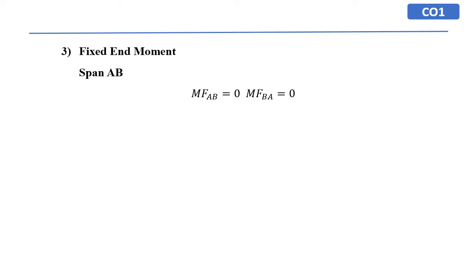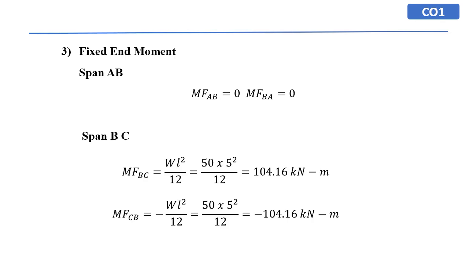Then fixed end moments, again using standard formulas. Fixed end moment for AB will be MFAB is equal to 0, MFBA is also equal to 0. For span BC, WL square by 12 will be the fixed end moment formula. MFBC is positive WL square by 12, we get 104.16 kilonewton meter. MFCB is minus WL square by 12, then 50 into 5 square divided by 12 is equal to minus 104.16 kilonewton meter.